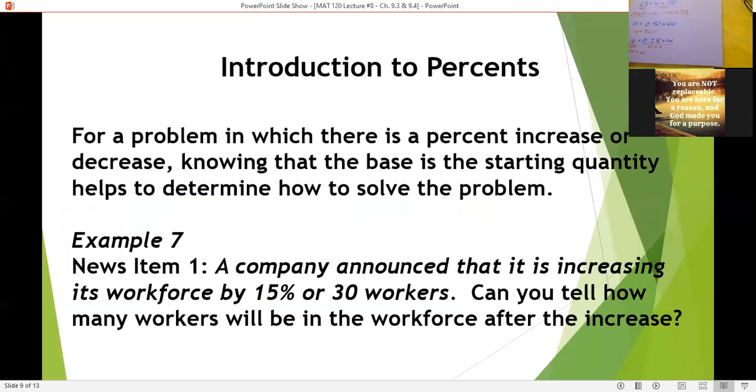So let's see if we can figure out a couple of cases here where we do a strip diagram, and we also do it with algebra. And I'd like to show you both ways for these situations, okay? Starting with this example number 7.